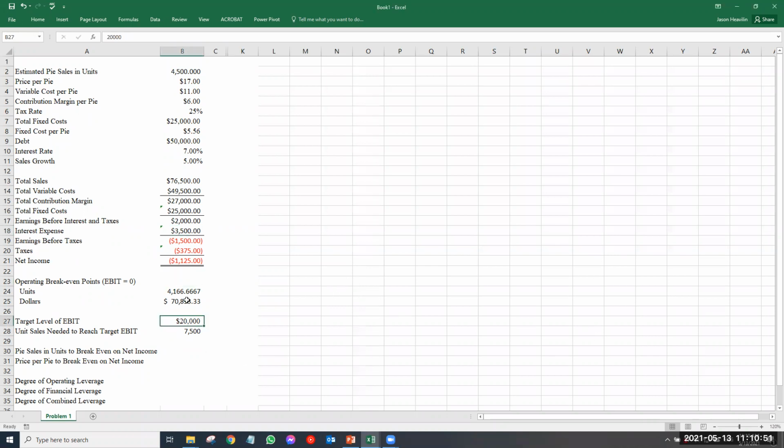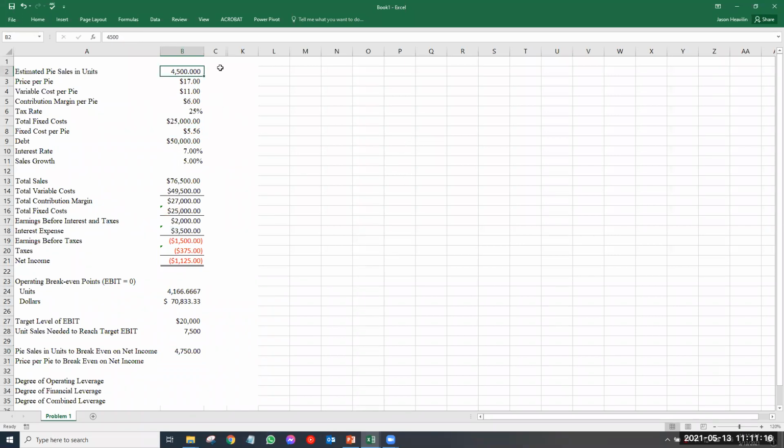So it's going to be similar to these formulas, except that I'm looking for this number. So I'm going to go with the interest expense. I'm going to work my way up just so it makes some kind of sense. And the fixed costs. And then you divide that by your contribution per pie, and it will be $4,750.